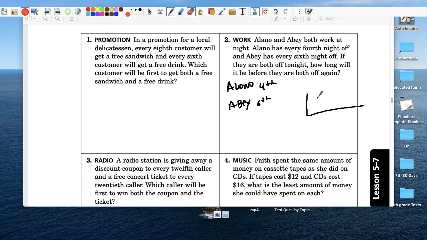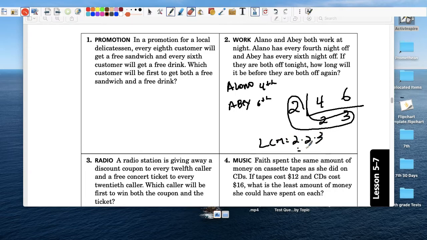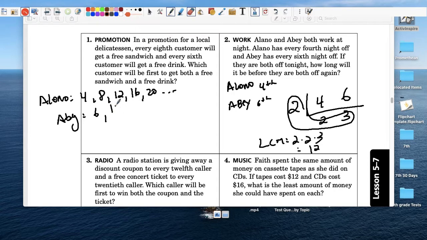Well, again, 4 and 6, we do the LCM. 2 goes into 4 2 times, 2 goes into 6 3 times. The LCM is the product of these 3 numbers. So 2 times 2 times 3 gives us 12. So on the 12th day, Alano and Abby have a break together. Alano has a break on the 4th day, the 8th, the 12th, the 16th, the 20th, and so on. Abby has a break on the 6th day, the 12th, the 18th, and the 24th.